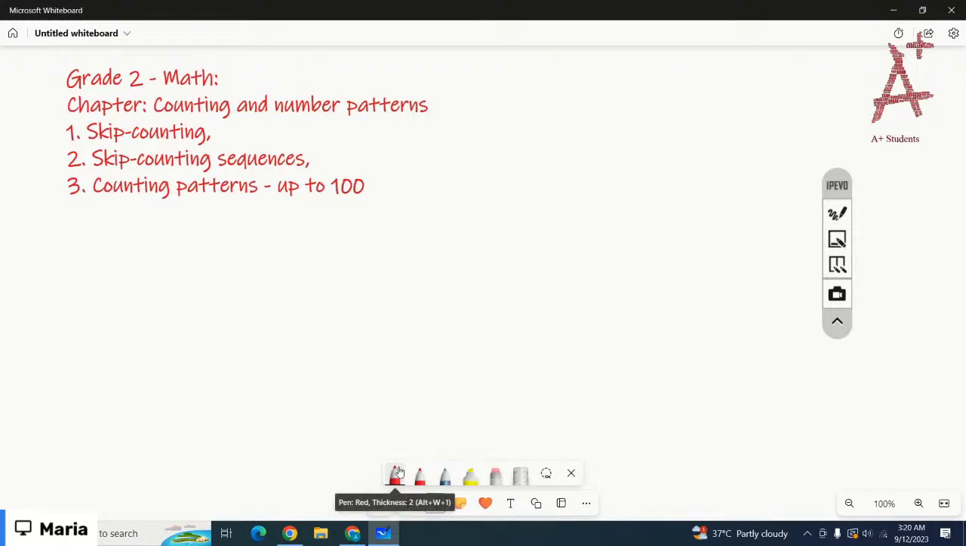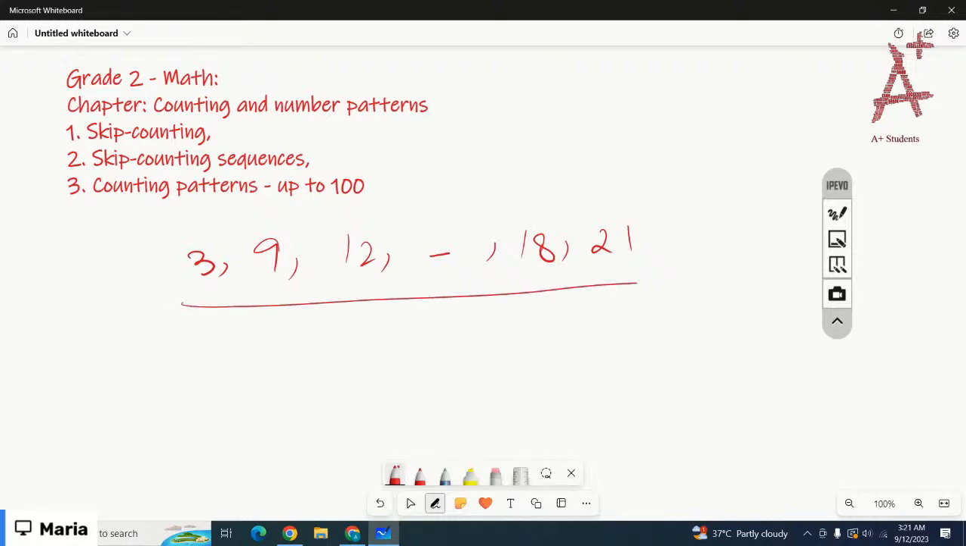The example is 3, 9, 12, 18, 21. Okay, so which number is missing in the sequence? This is known as a sequence, right? Because you skip the same number every time. So that is a sequence of numbers, right? Which number is missing?